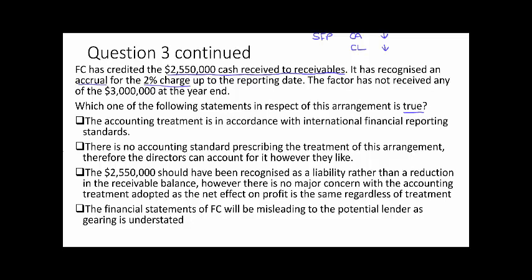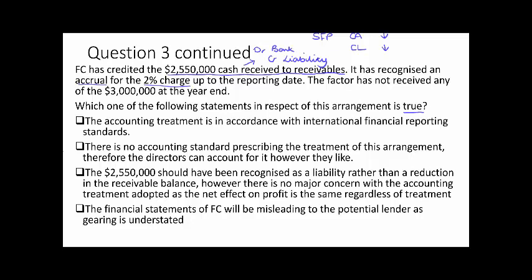Instead, because of that right of recourse, what we should have done is recognise this cash receipt by, yes, debiting our bank account, but crediting a liability account to show that we may have to repay this to the factoring company. So looking at the statements, trying to find which is true then, it starts off with the option that the accounting treatment is in accordance with International Financial Reporting Standards, and we've just said no, it isn't. The treatment here is incorrect.